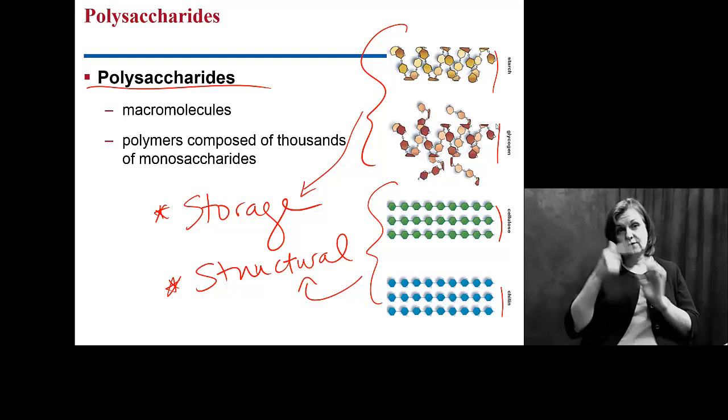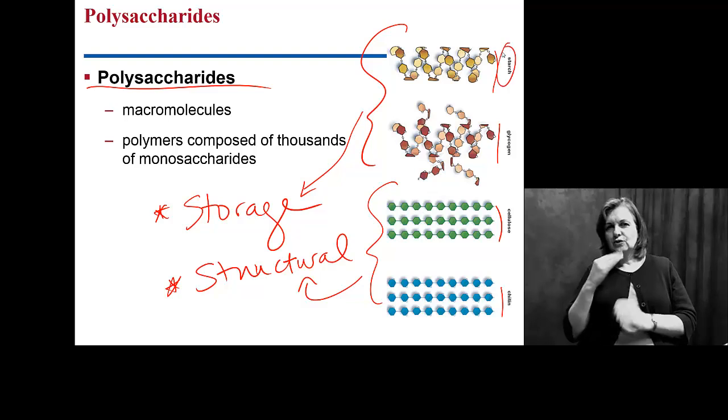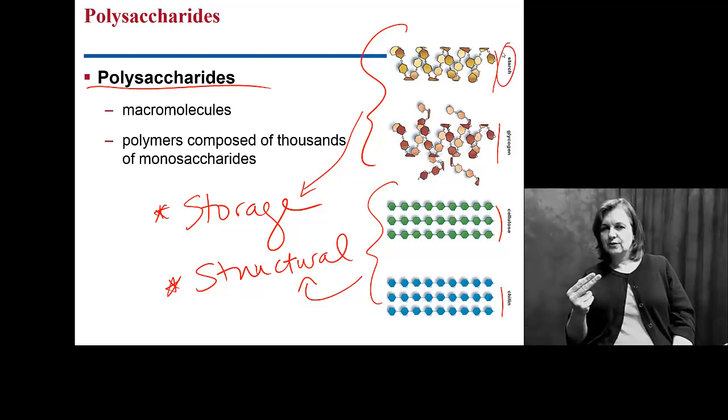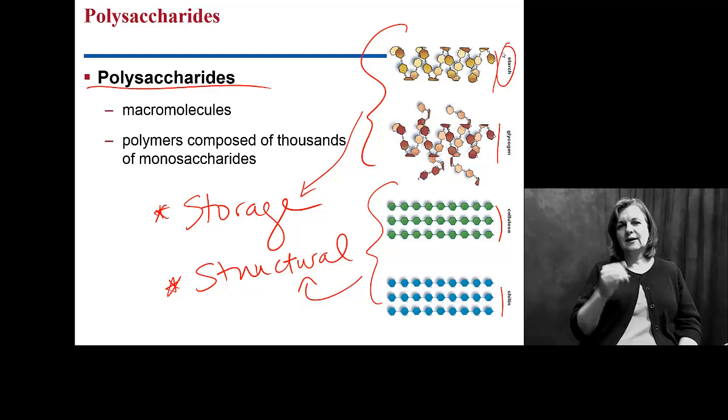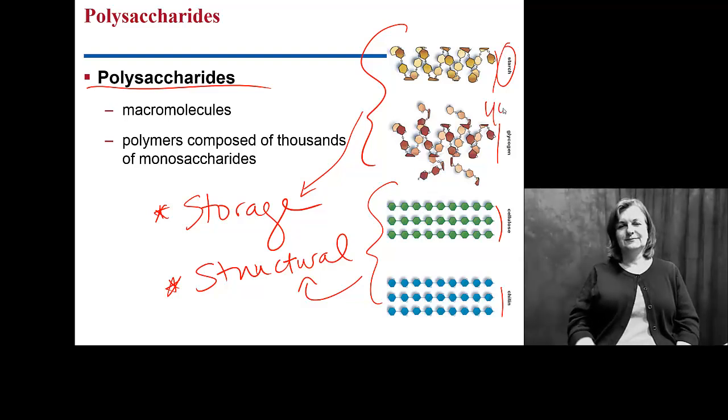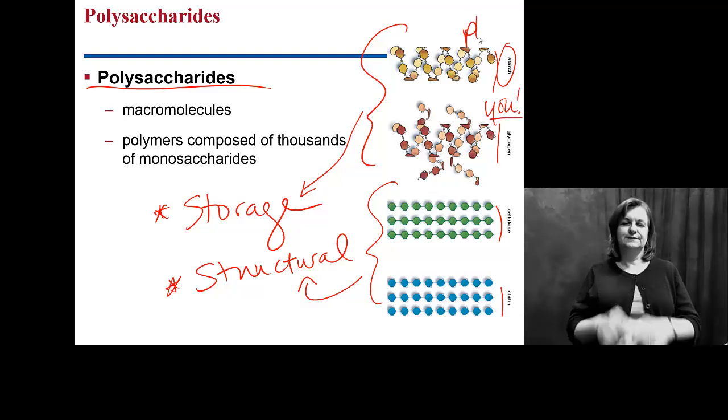storage of sugar. So a plant stores sugar as starch. Who do you think stores sugar as glycogen? You do. And many animals.